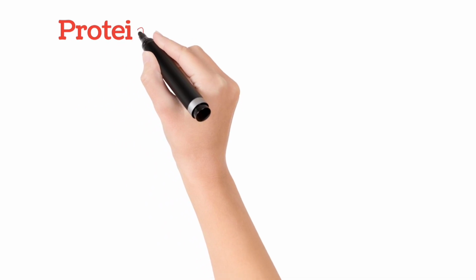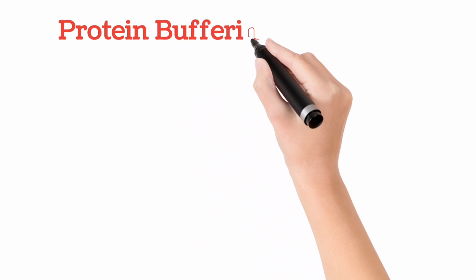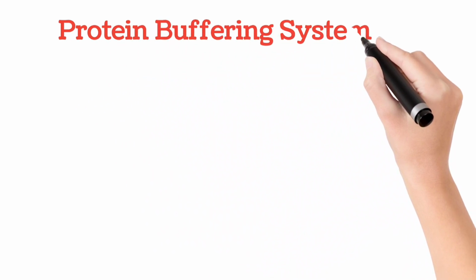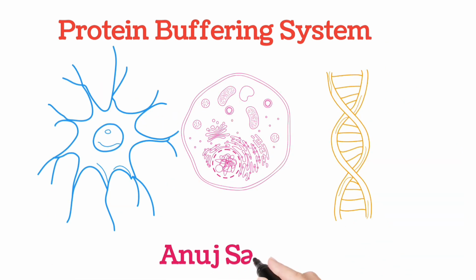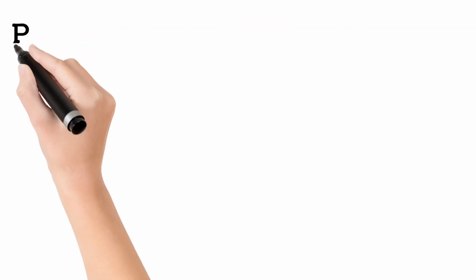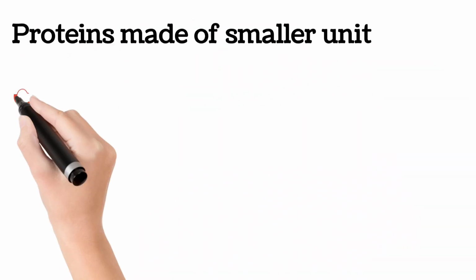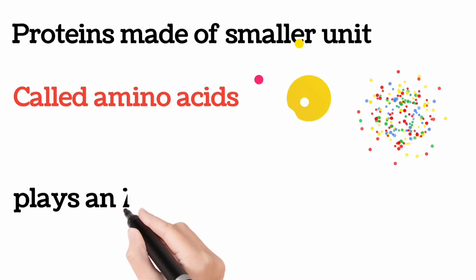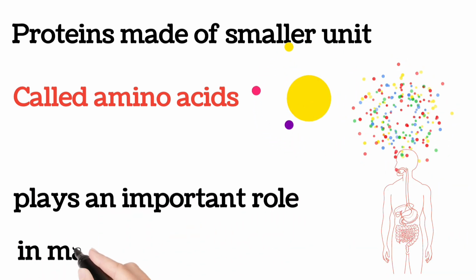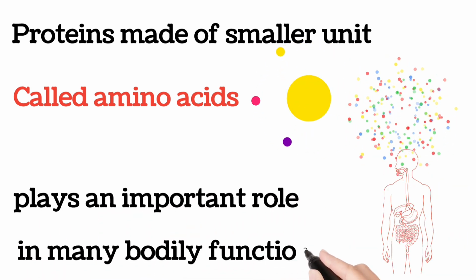In this video, we'll talk about the protein buffering system and how it helps in regulating the acids and bases in the human body. Proteins, made up of smaller units called amino acids, play a very important role in many bodily functions.